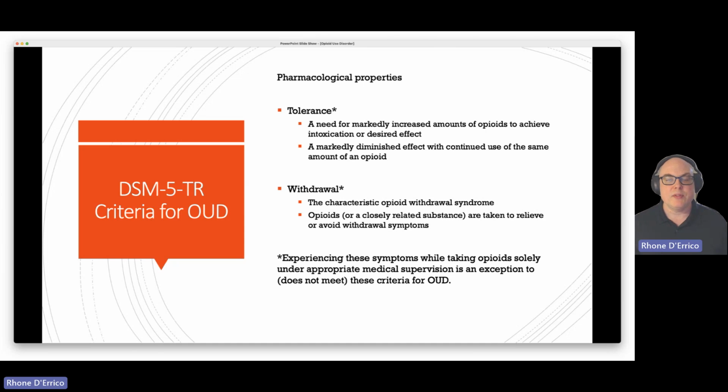If those are the only two you have, you do not meet opioid use disorder. That means if a person is legitimately taking pain medication, legitimately prescribed in the way it's supposed to be, even if they have tolerance and withdrawal, that does not count for OUD. So that's one of the exceptions here.